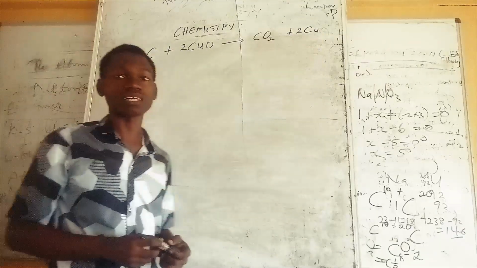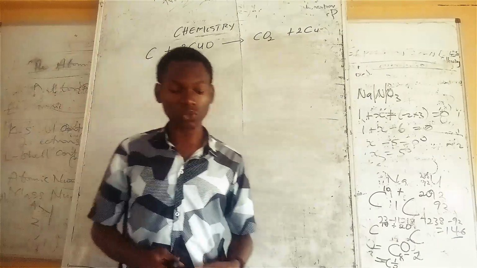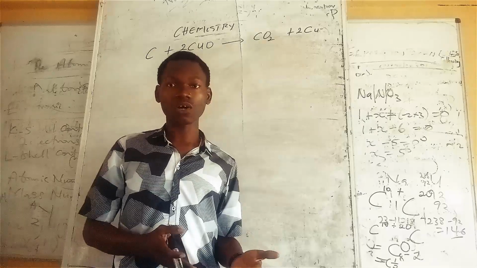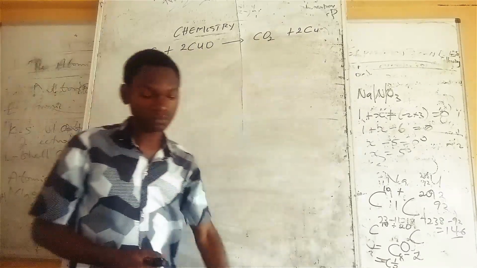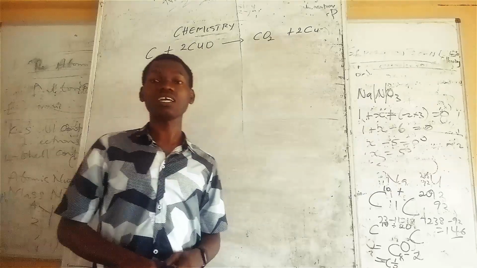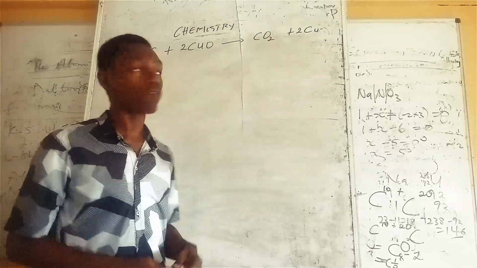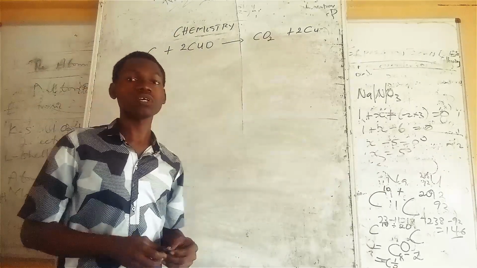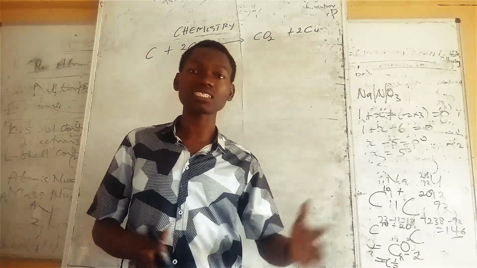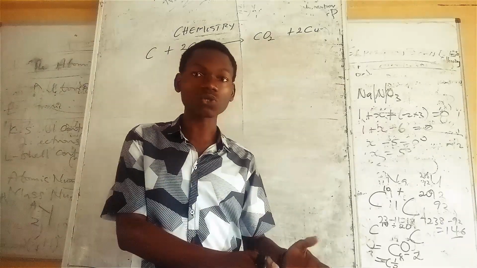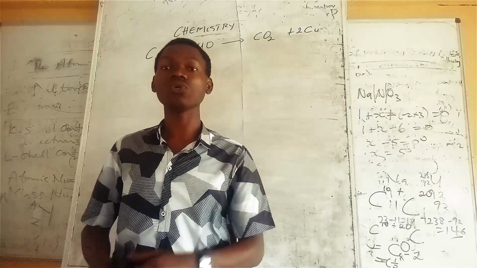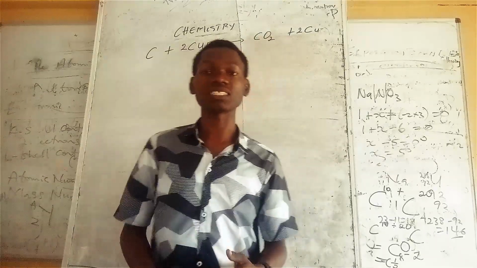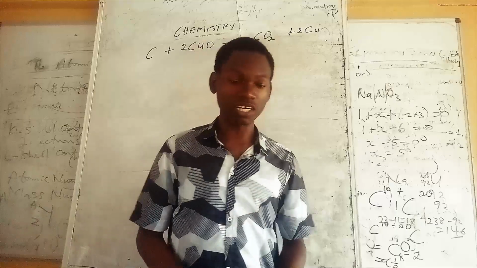So the equation is now balanced. So let's go to the equation. We are asked to calculate the mass of carbon that we needed to react with 15.9 gram of copper oxide. So this relationship is a mass relationship. Mass of carbon reacting with a certain mass of copper 2 oxide. So let's quickly relate that. Like I said, it's a mass relationship.